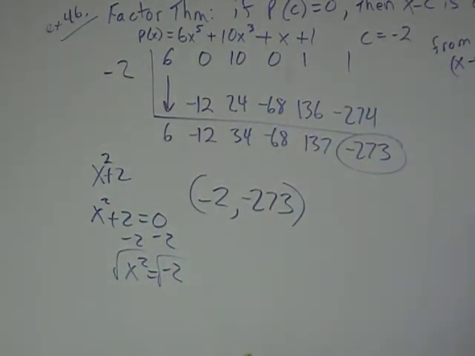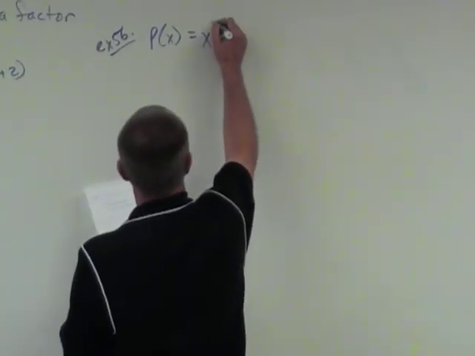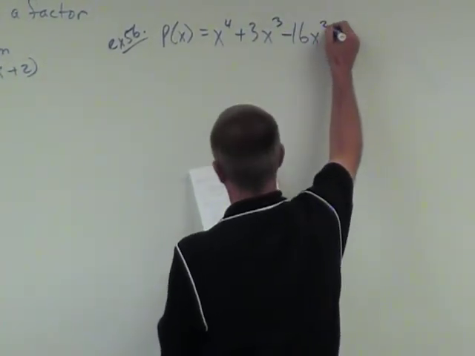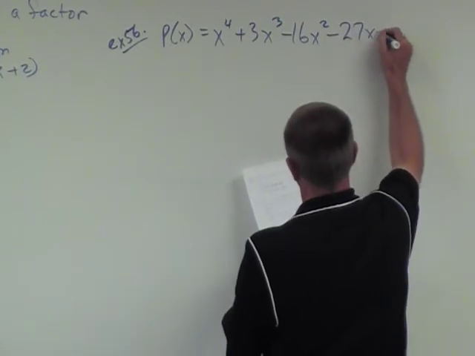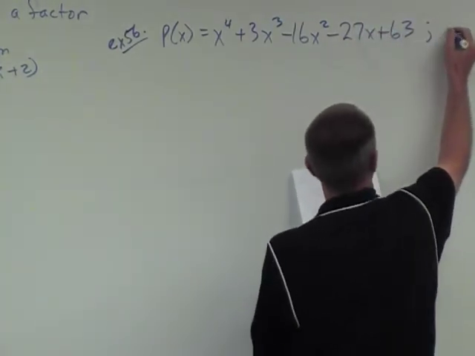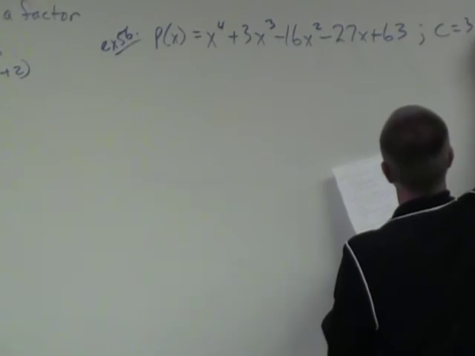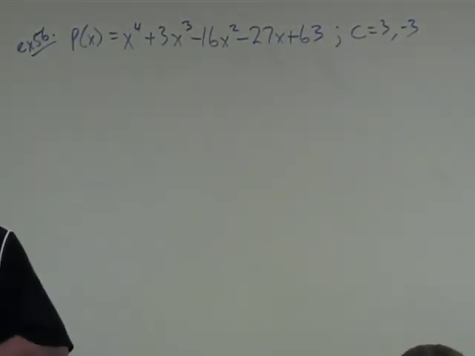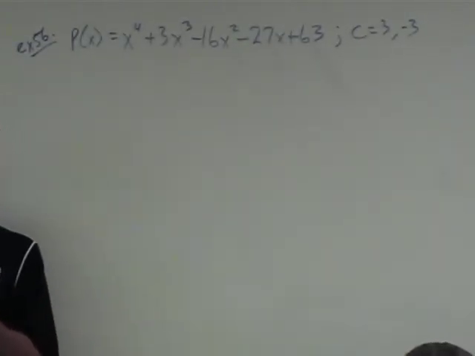Alright, this is number 56. So p of x equals x to the 4th plus 3x cubed minus 16x squared minus 27x plus 63. Solve for when c equals 3 and -3. What that means is p of c, p of x. Those are x values. I want to know if they're factors. So don't do synthetic division. I'm going to show you something else.